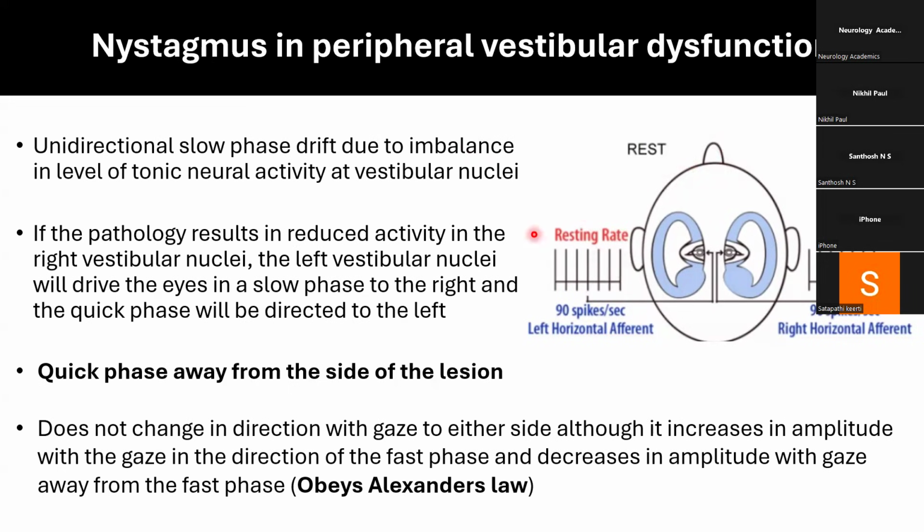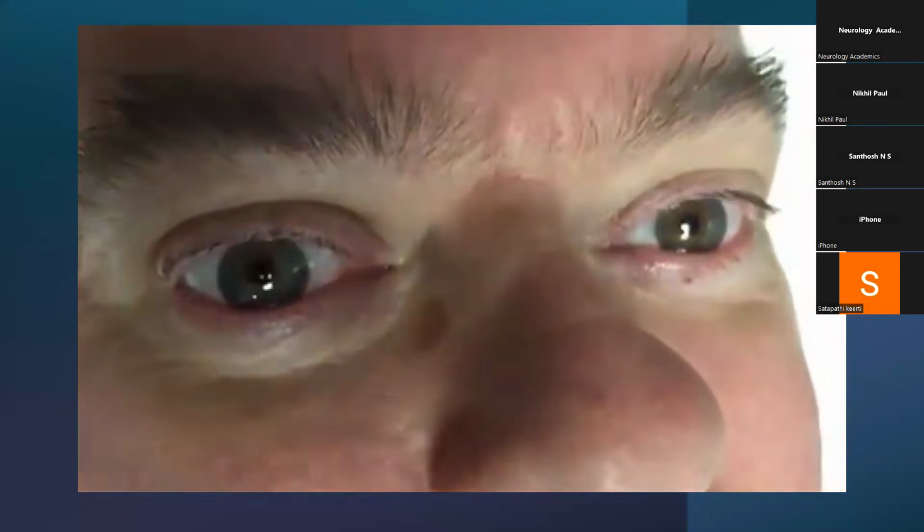I'll tell that once more. This system, if it's damaged, this is more active. So this moves the eyes to the opposite side, and the catch-up saccade will be to this side, which is opposite to the side of the initial involvement. So this is how nystagmus occurs in a peripheral vestibular dysfunction. And it also obeys Alexander's law. So if the fast component is towards this side, if you look to that side, the amplitude of the nystagmus will be increased. So that is seen in this example.